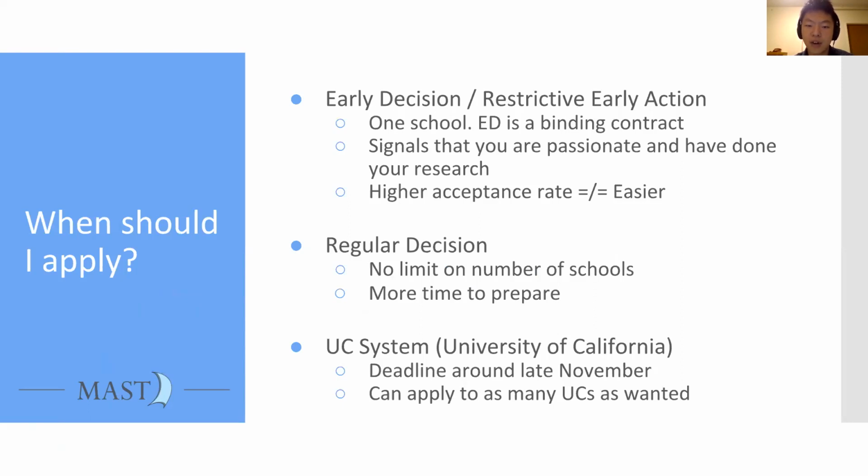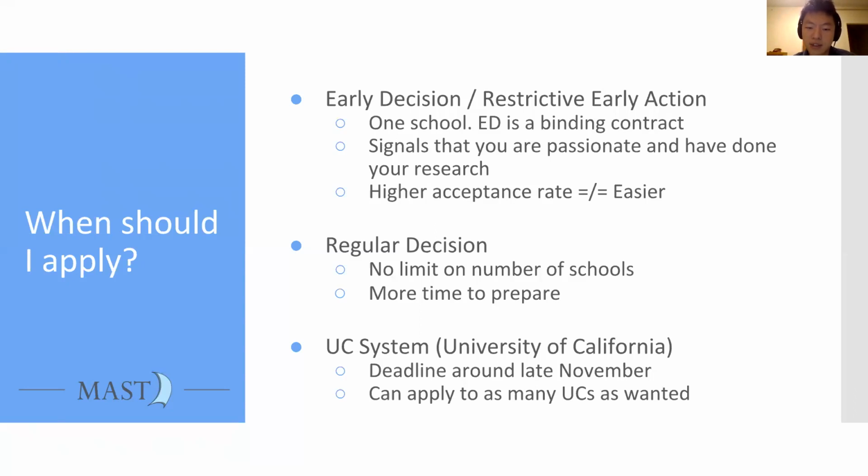If you're applying normally and you don't want to apply early, then you're going to be in the regular decision bracket. So again, you're going to be applying through the Common App, more on that later. And there's no limit on the number of schools. The obvious advantage of this is that there's more time to prepare than for early decision, because you'll be applying by the end of December.